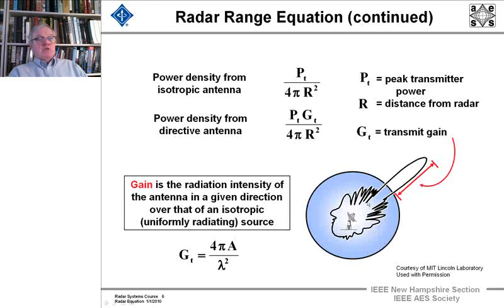But this directionality isn't perfect, and some of the energy goes backwards and sideways, and these are called the side lobes. And this is on a log scale, so it doesn't mean that a third of the energy is down here. There are decades in here, probably 4 decades in this particular visualization. So the power density from a directive antenna is just the power density times that transmit gain.